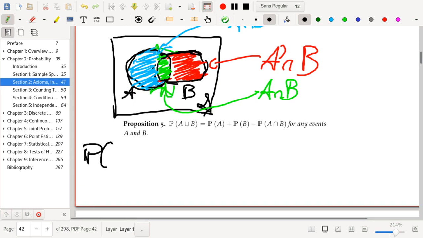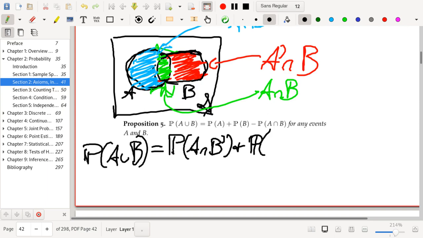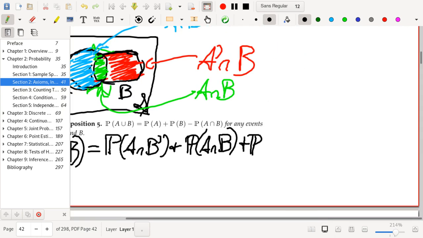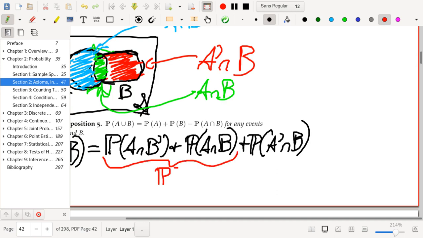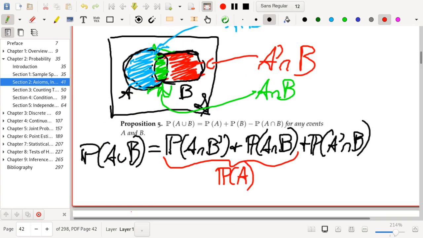We can say that the probability of A or B is equal to, invoking that third axiom, the probability of A and not B plus the probability of A and B plus the probability of not A and B. Let's see, how should I proceed next? Well, I do notice, for starters, that this part right here is equal to the probability of A, which is clear from the picture. Because if you add the probability of A and not B and the probability of A and B, then you've basically counted the probability of A. So this must be the probability of A.